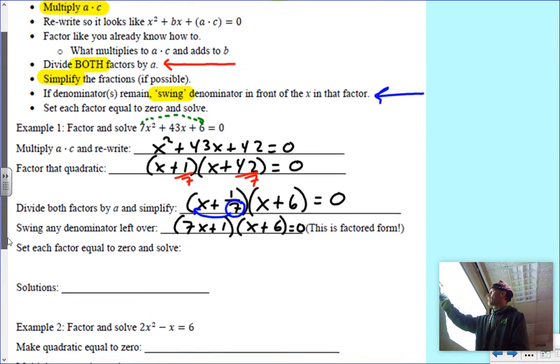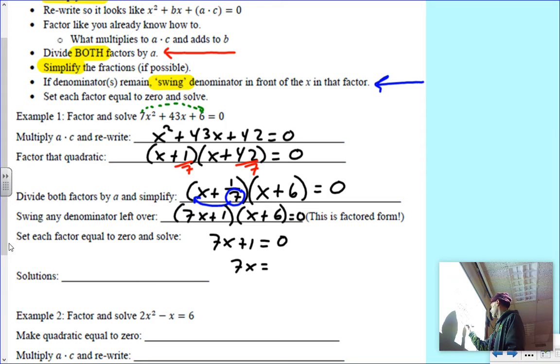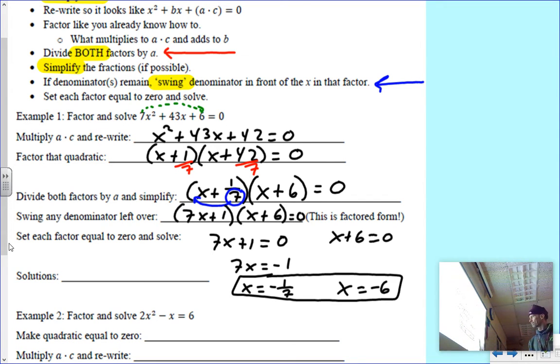But if the question is asking you to solve, now we do the same thing that we did yesterday in the previous video. We take each individual factor, in this case 7x plus 1, set it equal to 0, and just do the algebra. So subtract 1 from both sides, and then divide by 7. So x equals -1/7. And then same thing for the other factor. This is just a one step, so just subtract 6 from both sides. So your solutions, or your x-intercepts, roots, zeros, whatever you want to call them, in this case would be -1/7 and -6.